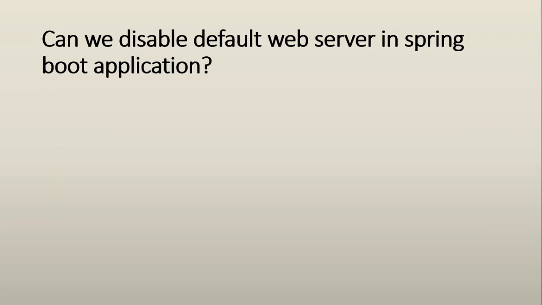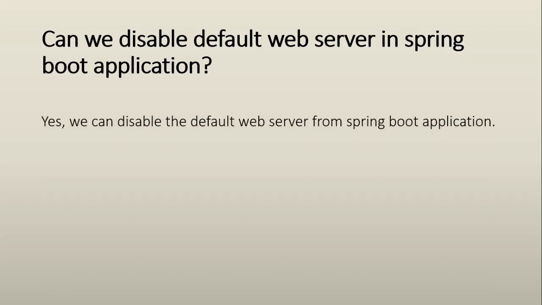So the third question is, can we disable the default web server in a Spring Boot application? I will explain the question. There are three embedded servers, right? All those three are web servers: Tomcat, Jetty, and Undertow. He's asking, can we disable the web server and use an application server like WebSphere or JBoss? The answer to this question is yes, we can disable the web server.